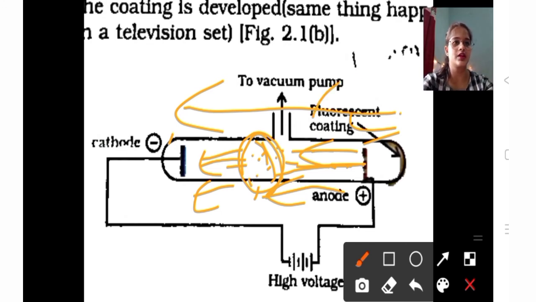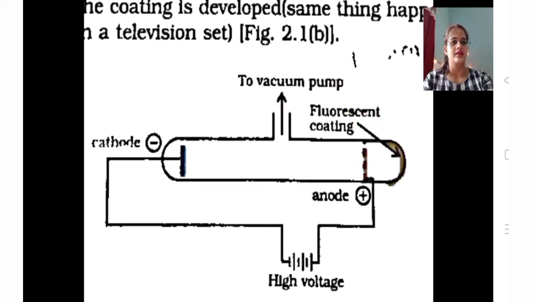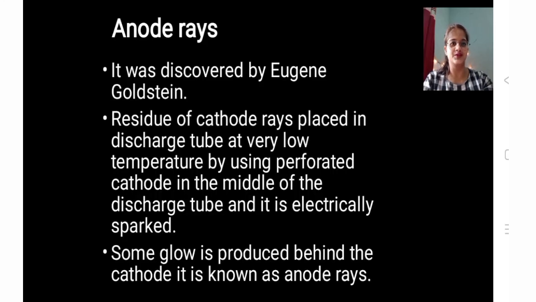Here a fluorescent coating is given, because this diagram shows the cathode ray discharge tube with a perforated anode, but here I am talking about the perforated cathode. This diagram I have taken from the NCERT, so that is the reason. I hope you have understood. Let me explain this again if you have not understood till now.